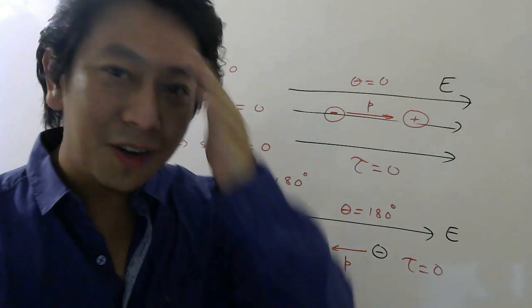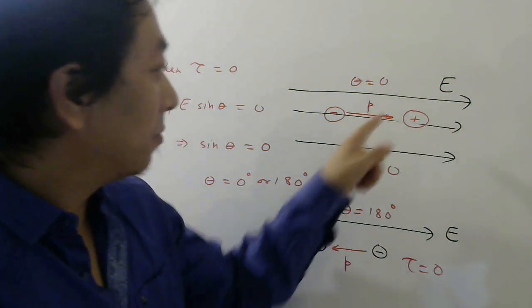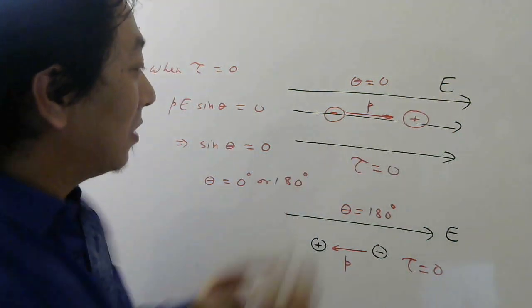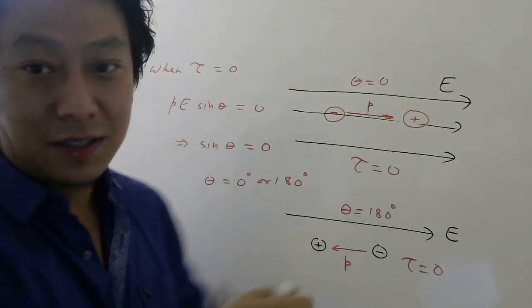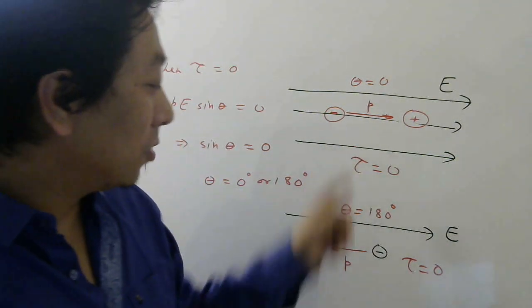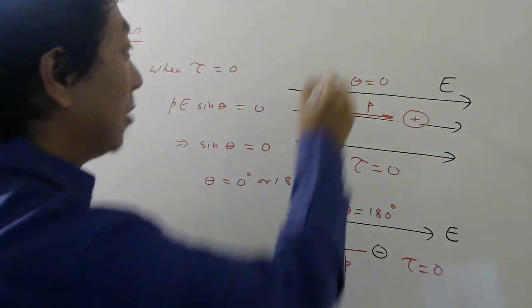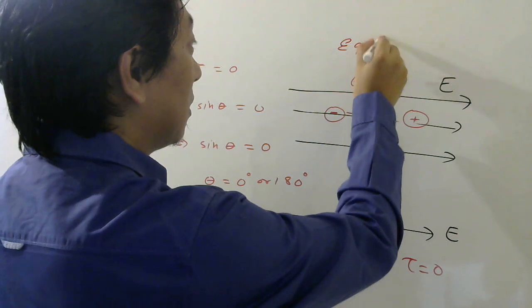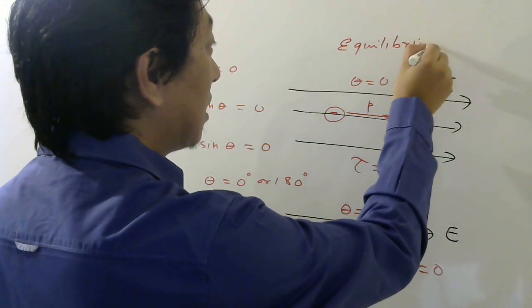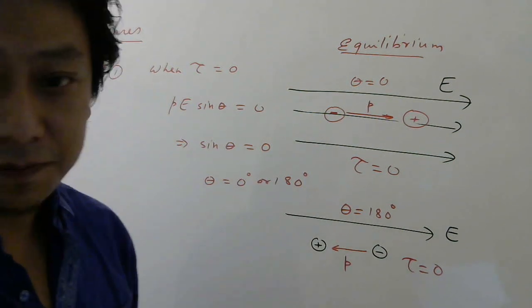Net force is 0, already we know. Net force is 0 because this charge will feel a force this side because of the electric field, and this charge will feel a force this side. Since they are equal and opposite, total force is 0. But in these two cases, torque is also 0, so we say the dipole is in equilibrium. So how many positions are there for equilibrium? Two positions. This one and this one.